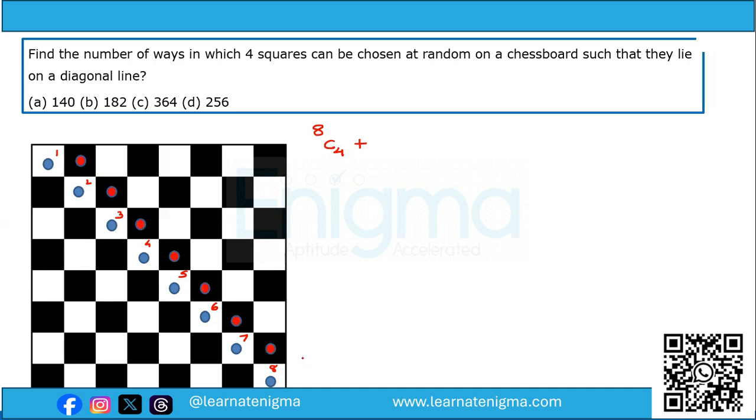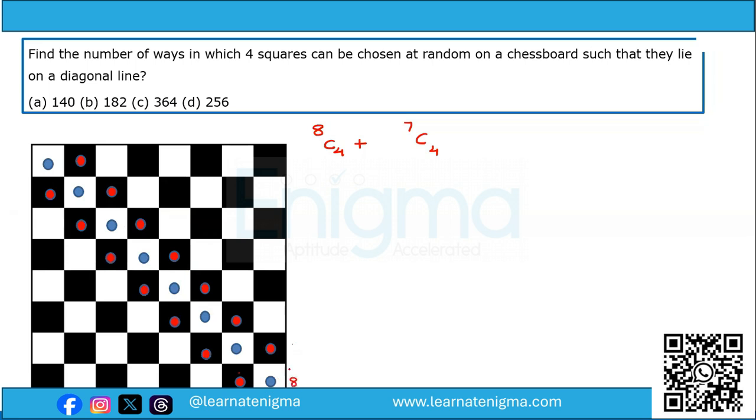In this diagonal, there are 7 squares. So we can have it like this, 7C4. Now, 7 squares are in this diagonal and 7 squares are in the diagonal below as well, over here. So here we have 7 squares again. So out of that also, we can select any 4.